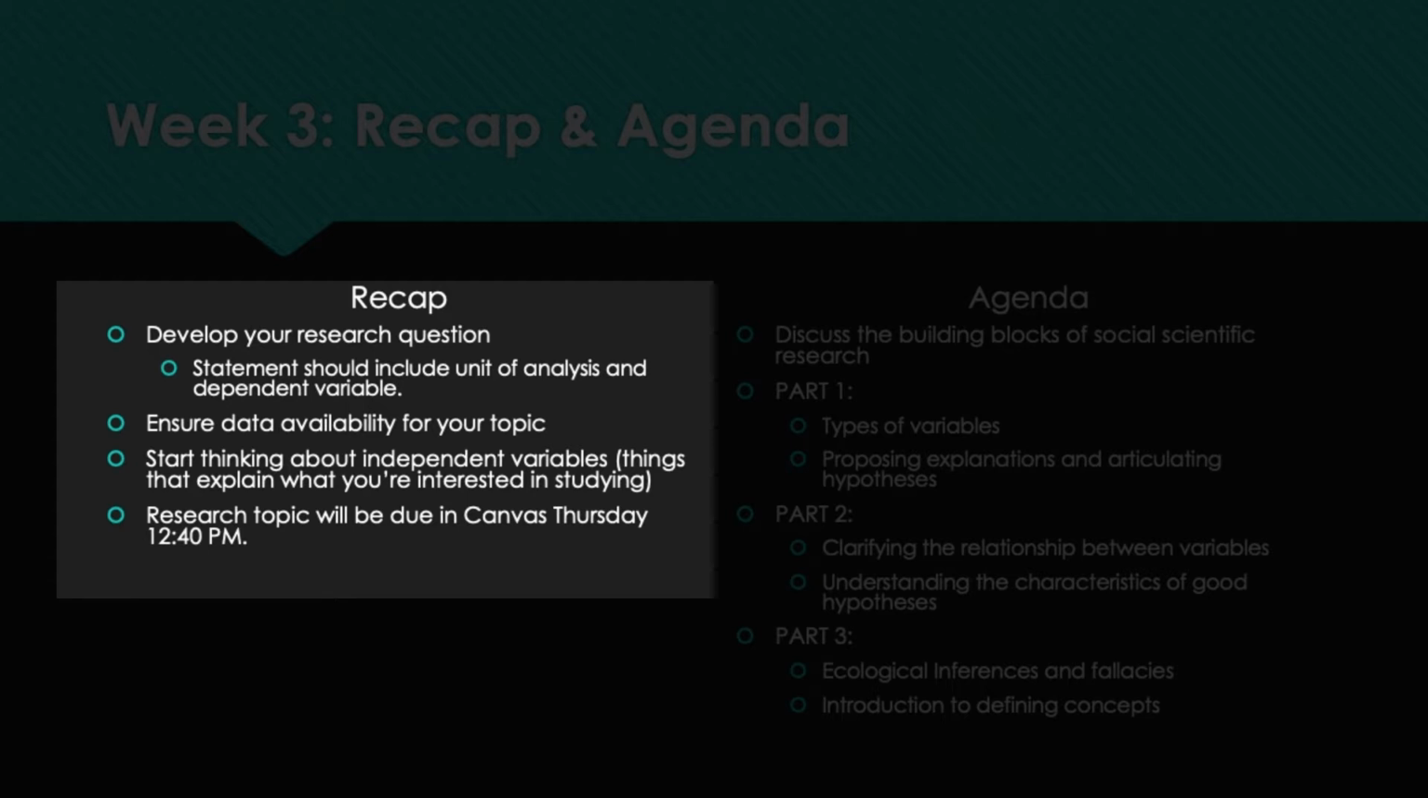We've also been working on ensuring that you have available data for your research topics. As we'll discuss today, it's imperative that data exist for your research topic in order to write a research paper for this course. So if you haven't yet found the perfect data set, we will continue to work on that in Thursday's class. Again, with this week's lecture, I want to get you thinking about the independent variables that you're going to include in your research paper. These are the things that explain what you're really interested in studying. So the independent variables explain the dependent variable.